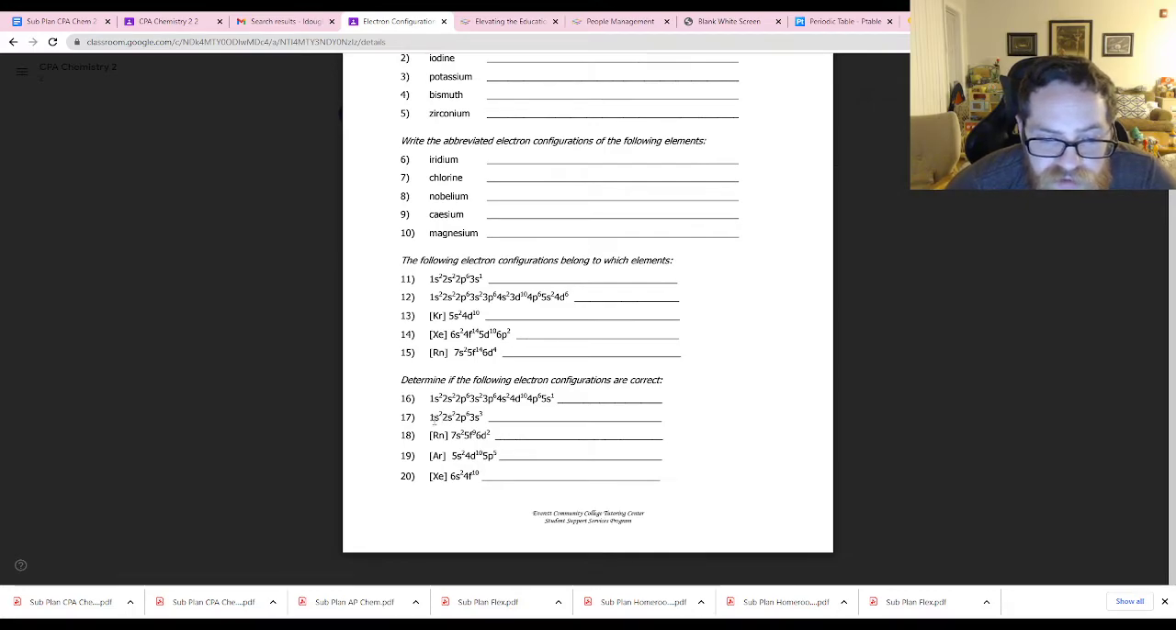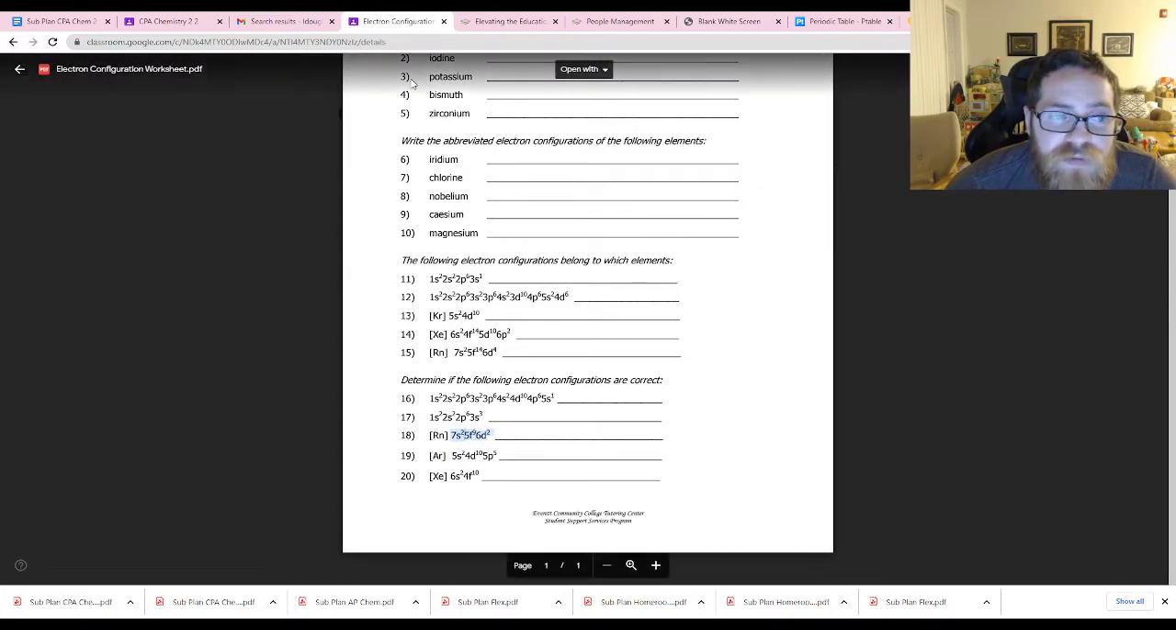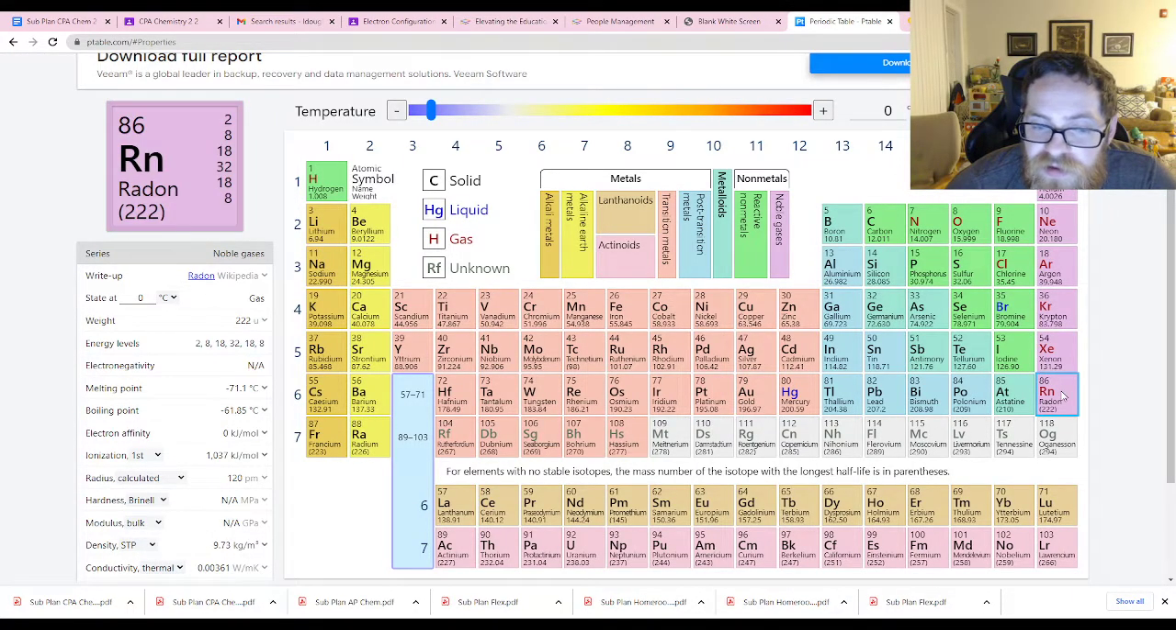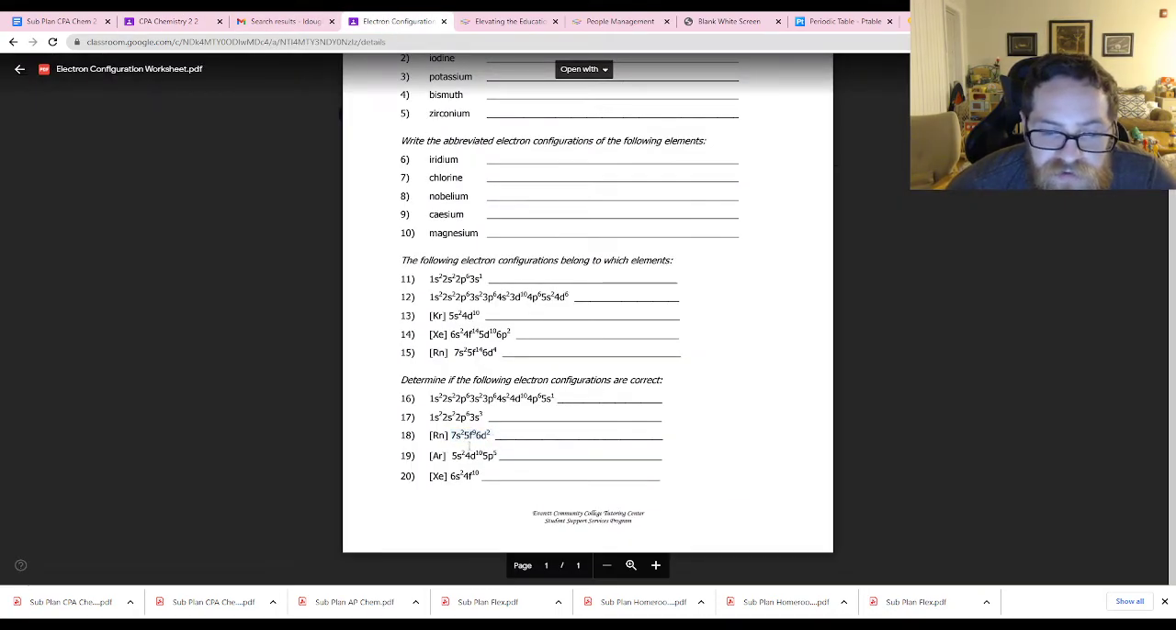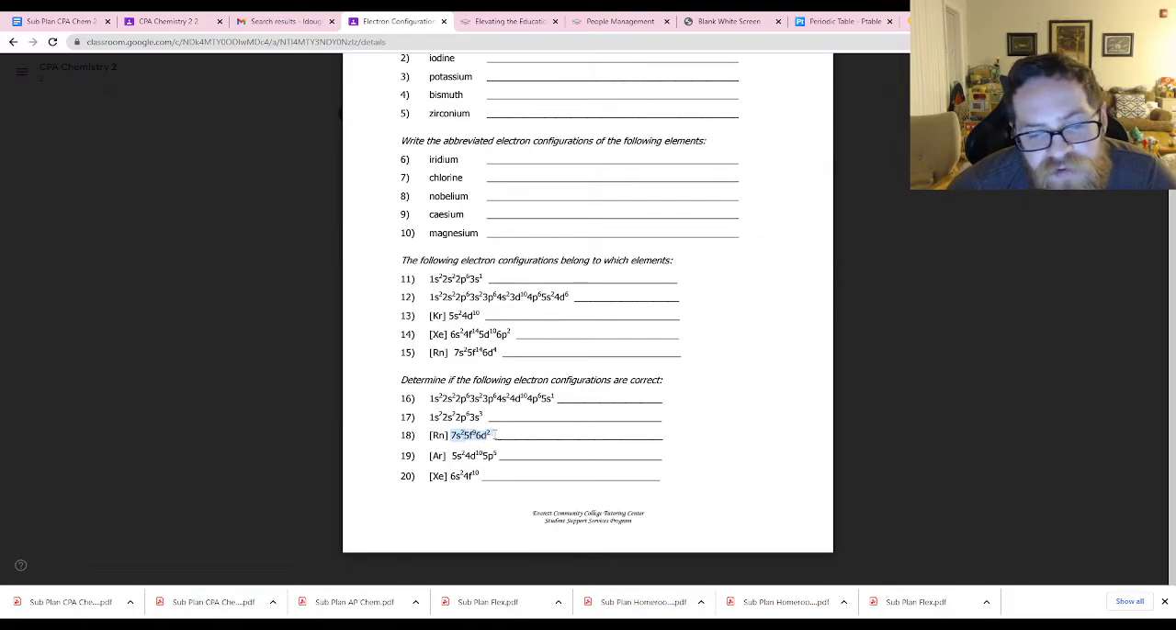This next one, 1s, 2s, 2p, 3s. This is a correct configuration. The 18 here, we have a noble gas configuration. So first, let's check on radon. Radon is right here. Anything coming after it should have 7s. After 7s, we should have our 5f's and our 6d's. However, our f's aren't full. They're supposed to be 14. So this is not a correct configuration.